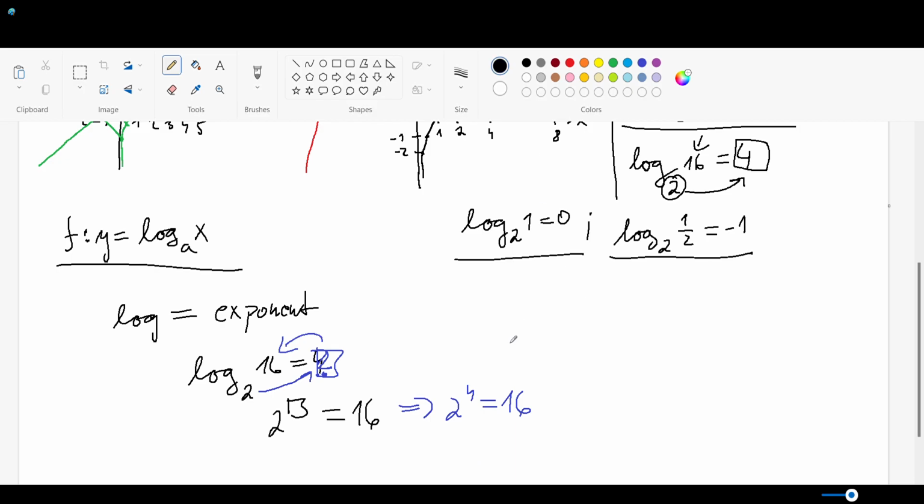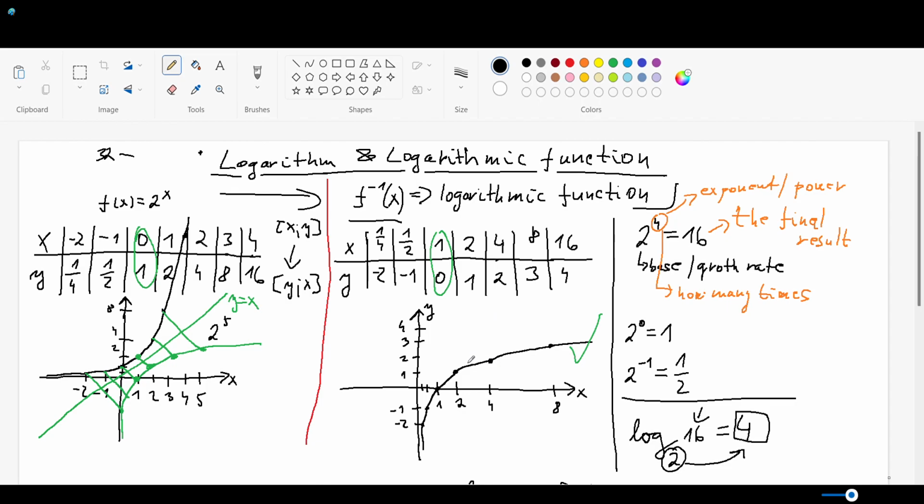If you do the same procedure, for example, log base 3 of 27 is equal to what, then you ask yourself, 3 to the power of what is equal to 27? And of course the answer is 3, because 3 times 3 is 9 and times 3 is 27. So the logarithmic function is the inverse function of the exponential function.